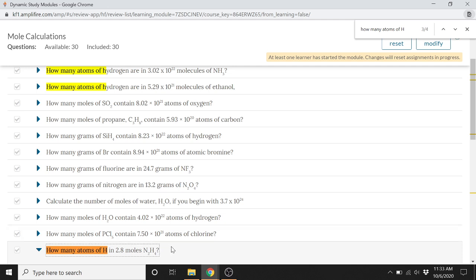And so we're looking at hydrogen, H. And so 2.8 moles would mean you have how many moles of hydrogen? Not 4, but times 4, right? So you take 2.8 times 4. What would that be? So you have 11.2 moles of the hydrogens.